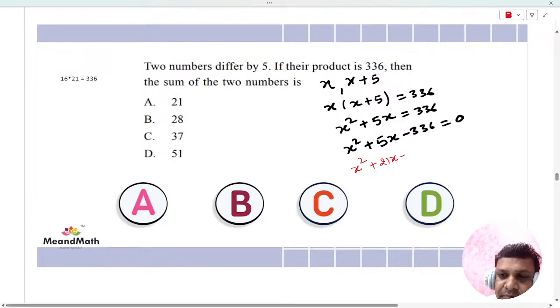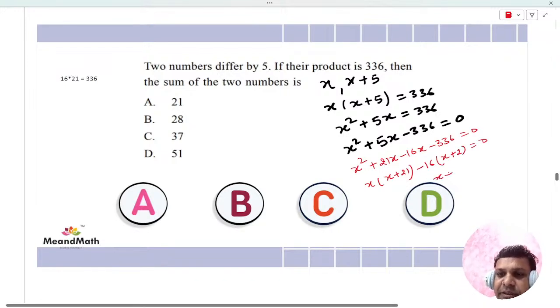x² + 21x - 16x - 336 = 0. So take x common here, x plus 21. Take -16 common, x plus 21 = 0. So you will get x plus 21 and x minus 16 = 0. So we will get x is equal to 16 and -21. Negative numbers are not mentioned, so we will discard negative numbers, so the answer will be 16.